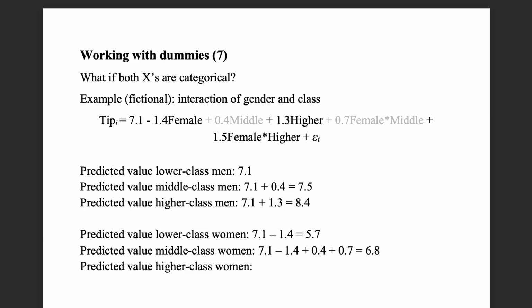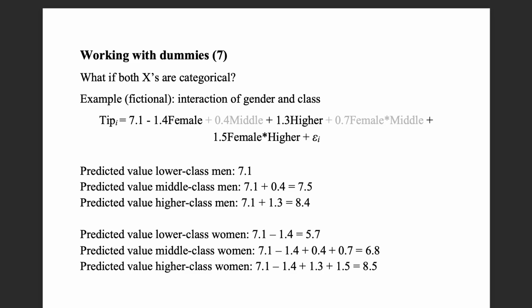So again, what is the predicted value for higher class women? Well, just add up all the individual terms in our model that are still relevant. So that's 7.1 minus 1.4, the main effect for the female dummy, plus 1.3, the main effect for the higher class dummy, plus 1.5, the interaction term of female times higher class, and we get a predicted value for higher class women of 8.5. So now we see that our model gives us predicted values for all possible combinations of gender and socioeconomic class that we considered in this case.